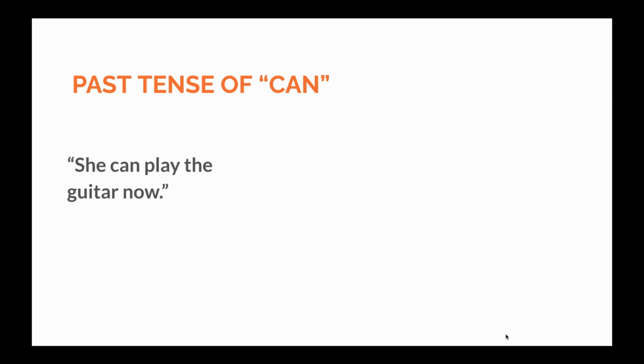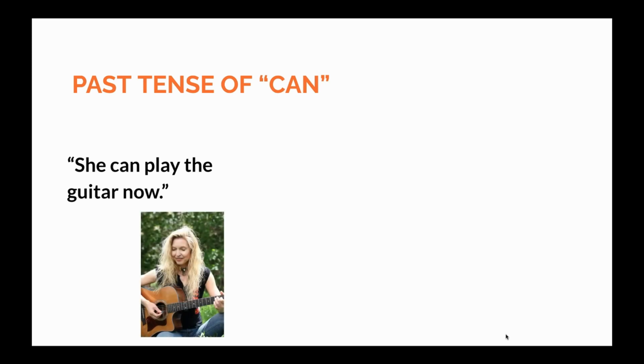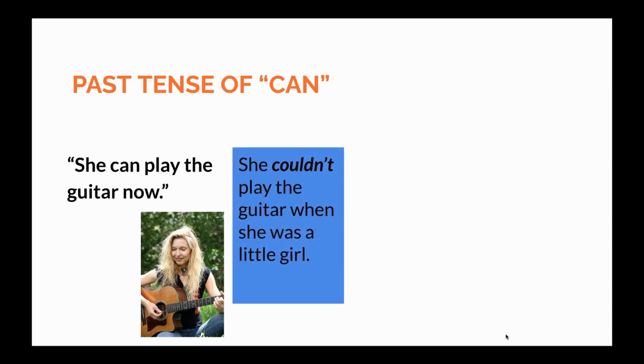Well, there's also a trick there. She can play the guitar now. So she couldn't play the guitar when she was a little girl. Same case, if we have a bit of context, when she was a little girl, alright, this is negative past. She couldn't play the guitar when she was a little girl. It's a sentence in the past tense. That's true. We have the context to understand that that's the case.